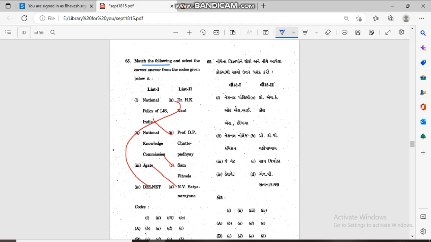Match the following. National Policy on LIS in India by Professor D.P. Chattopadhyay. National Knowledge Commission, Sam Pitroda. JGATE, N.V. Satyanarayana. DELNET by H.K. Kaul.